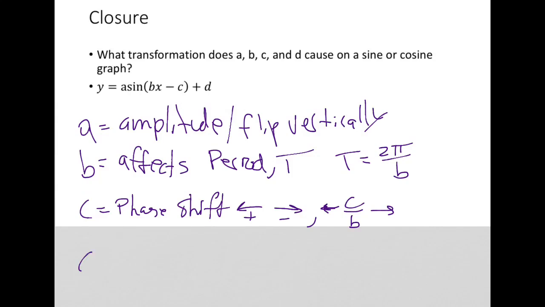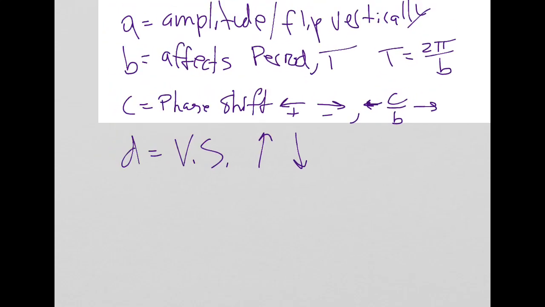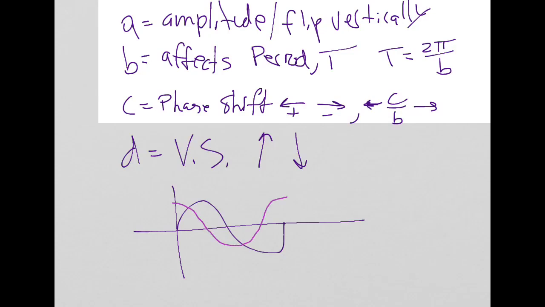Okay, and then the last one, D, well, that is just your vertical shift. It moves it up or down. What's the difference between sine and cosine? They are 90 degrees offset. There's sine and there's cosine. It's awkward trying to do both. Done.